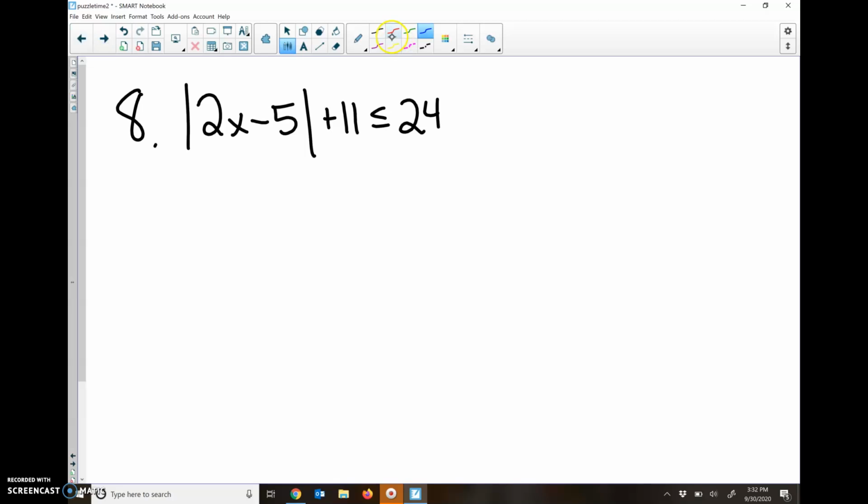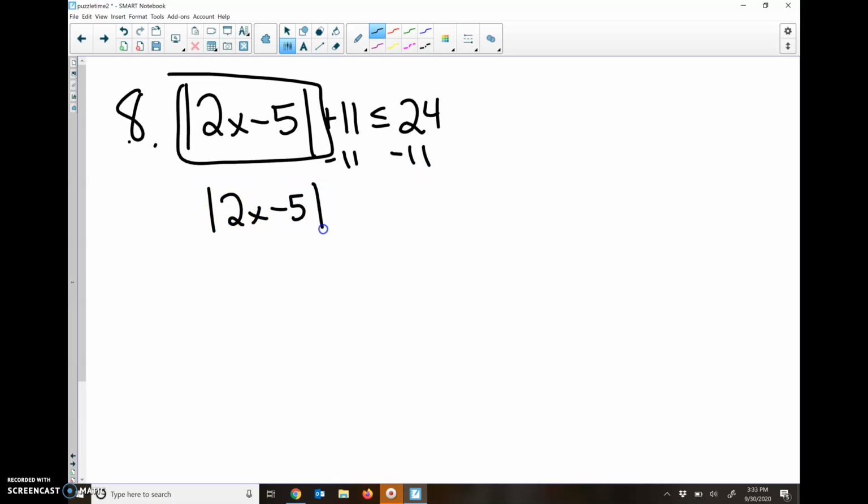So now here on number 8, we have something outside the absolute value bar. So remember, I'm not going to write my two problems yet. I need to get the absolute value bars alone. I need to get this 2x minus 5 alone. So first, I'm going to subtract 11 from each side. So now I get the absolute value of 2x minus 5 is less than or equal to 13. Now the absolute value bars are by themselves. So now I can write my two equations.